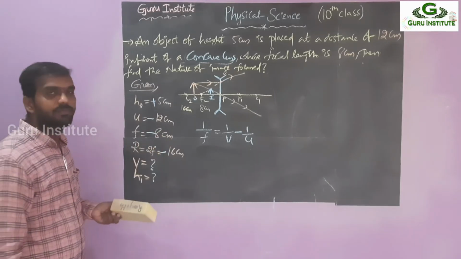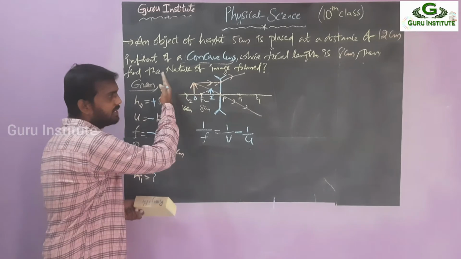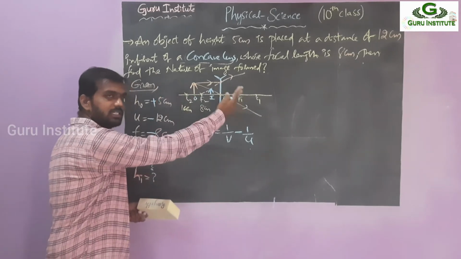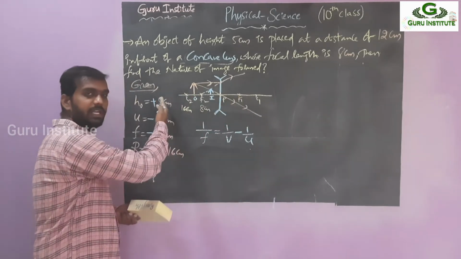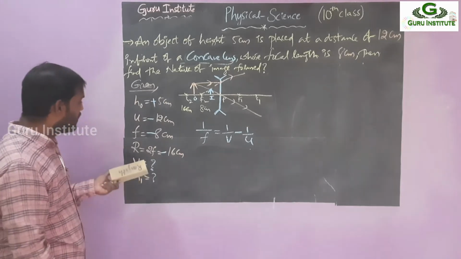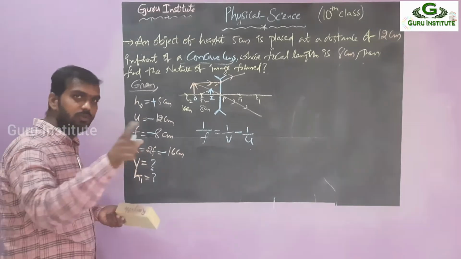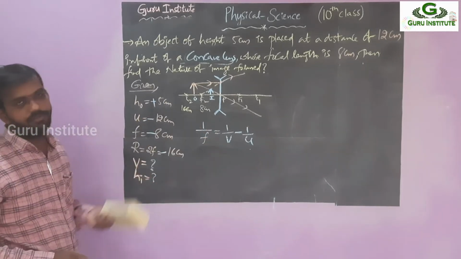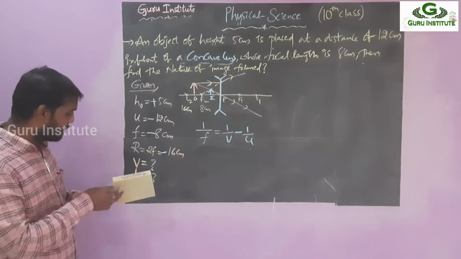Then what about V? PI, like this. Rays are from left to right, the image is from right to left. PI, opposite direction. You will get V is negative. If you get V negative, then only your answer is correct. Now apply. Okay, I understood. Just simply apply this one.